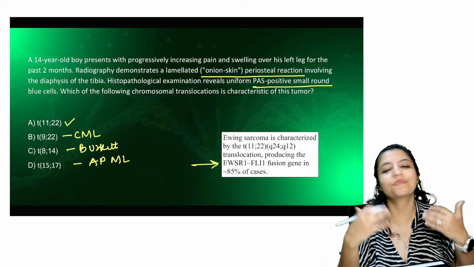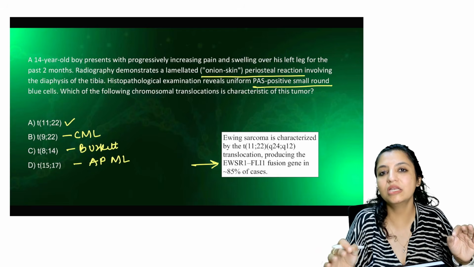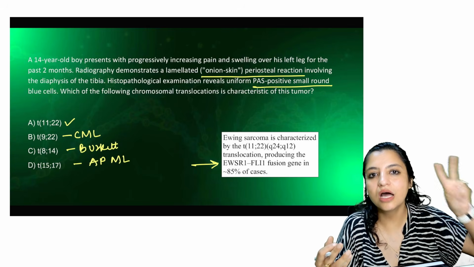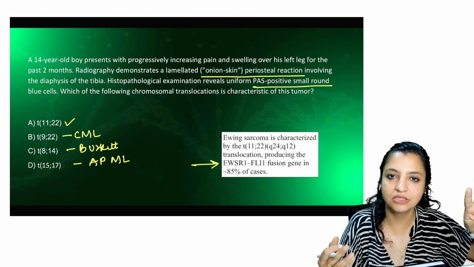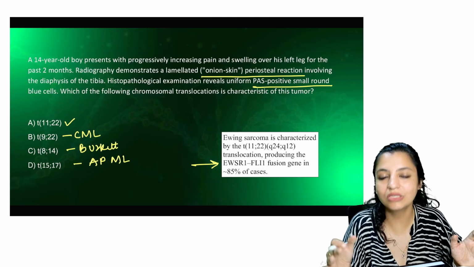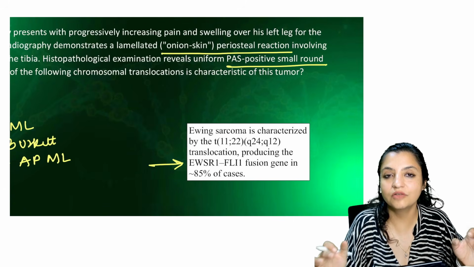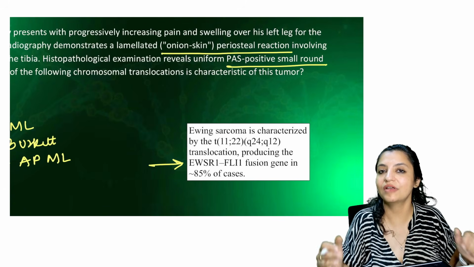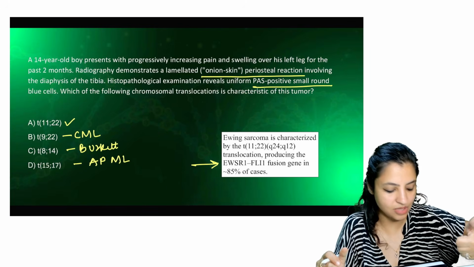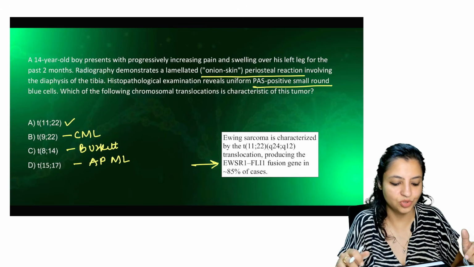Okay, so this is one question repeated as a previous year question again and again. I've given it to you in rapid revision so many times. Typically, a PAS positive small round cell tumor. Why PAS positive? Because it has a lot of glycogen. Plus onion skinning, that is a periosteal reaction with onion skinning. This can be nothing else except Ewing sarcoma. And what is the typical mutation of Ewing sarcoma? I've told you this so many times. It's the 11;22 translocation. That is so classical, which has the EWSR1-FLI1 fusion in 85% of the cases. That's 11;22. And you know 9;22 is in CML, 8;14 is Burkitt, and 15;17 is APML. So by exclusion also you can come to the answer.